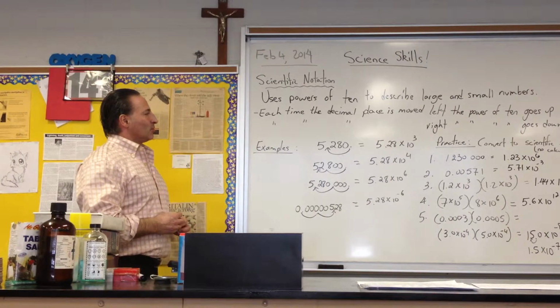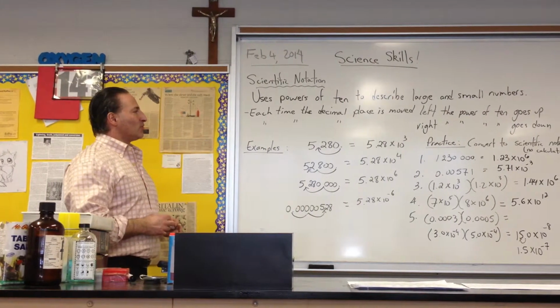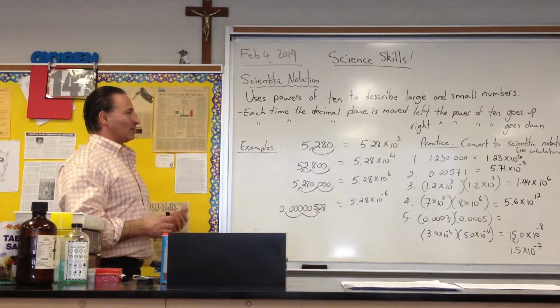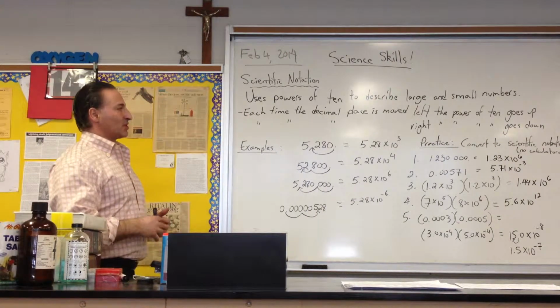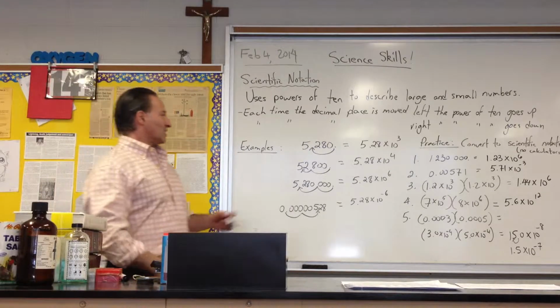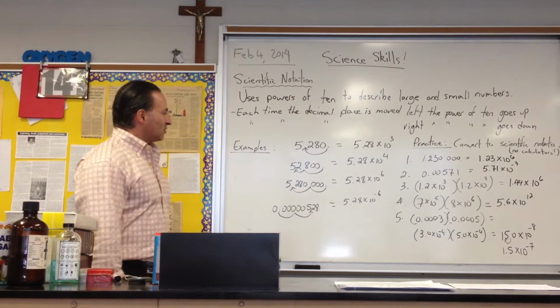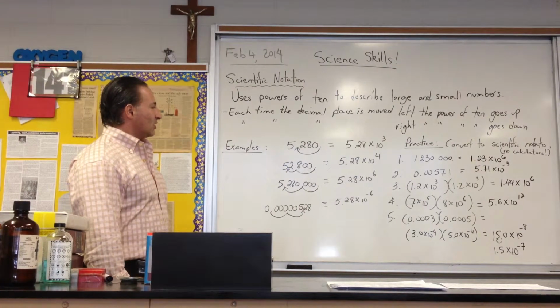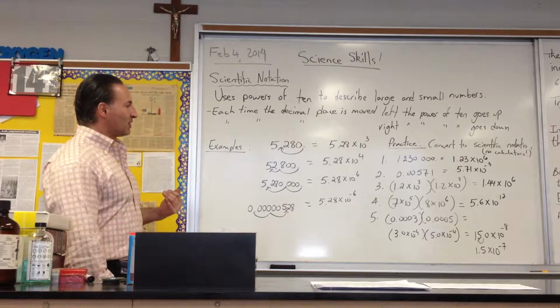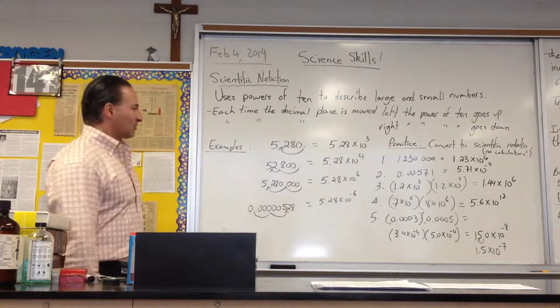And the basic rule you have to remember is that each time you move the decimal place, the power of 10, if you move it to the left, the power of 10 goes up. If you move the decimal to the right in a number, then the power of 10 goes down. So here are a couple of examples. You take the number 5,280 and you want to turn it into scientific notation. In scientific notation, there is always one number before the decimal and the rest of the numbers after the decimal.